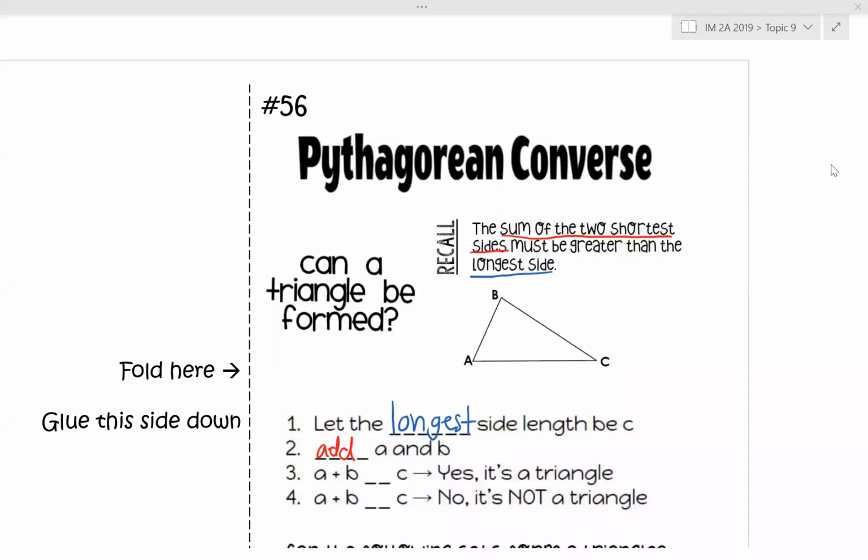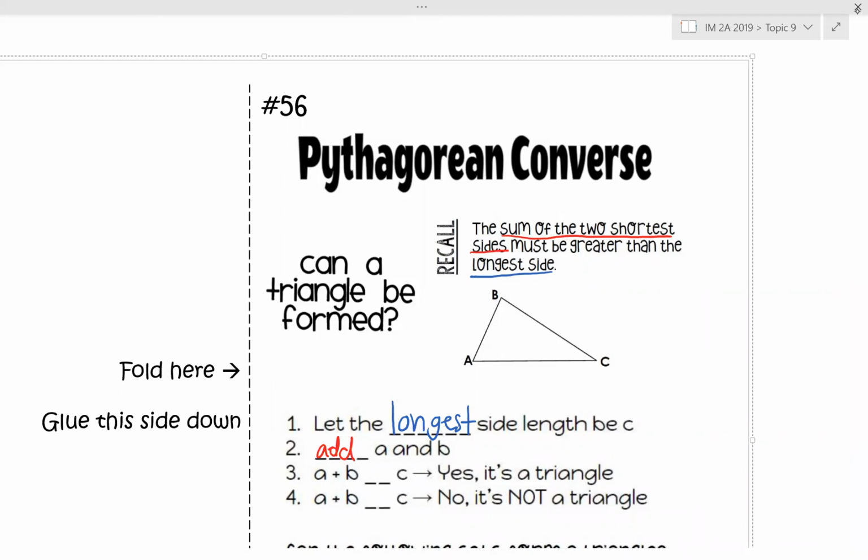So today's lesson, we're going to look at page 56 in the notebook, which is the Pythagorean Theorem's Converse. Just to start, we're going to go over a review of the Triangle Inequality Theorem. Remember that when we talked about triangles, we reviewed that the sum of the two shortest sides must be greater than the longest side.